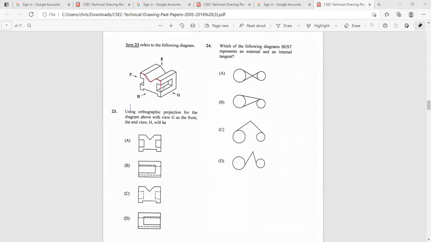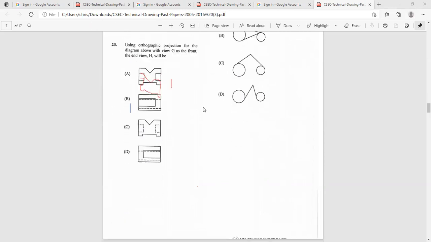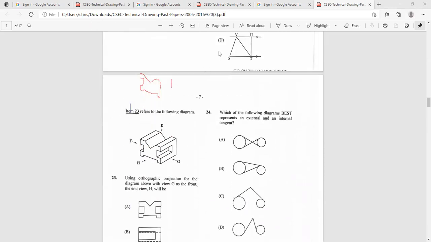And this will be the shape for our end. And if you're looking from here, we would also see this. Sir, the answer A? A, yes. Answer will be A. So once you move this, yeah, answer is A.